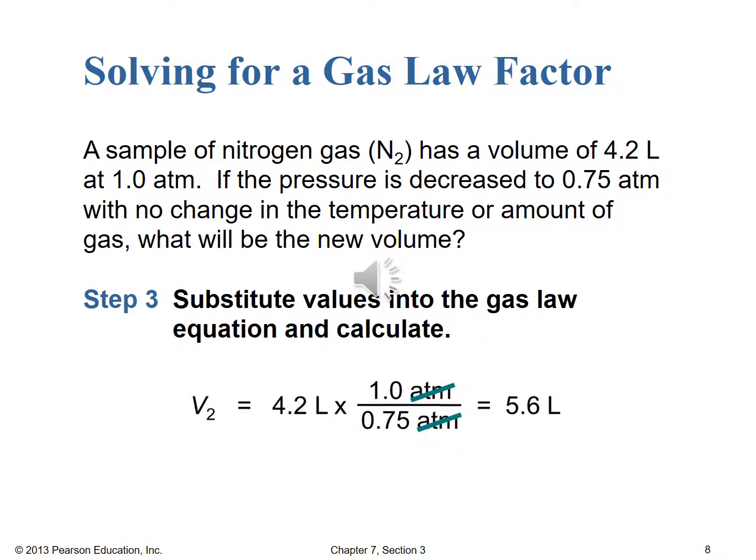Now finally substituting in step 3, we see that V2 equals 4.2 liters times 1.0 atmospheres divided by 0.75 atmospheres. That gives us a total value. The atmospheres cancel. We're left with liters as a unit, and the numerical part is 5.6. So V2 equals 5.6 liters. Not terribly difficult. Lots of little things to keep track of.